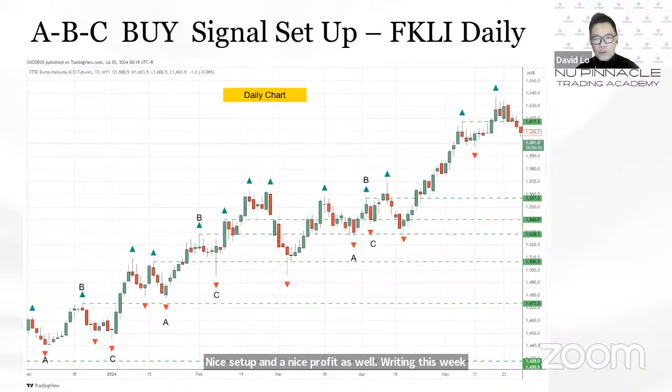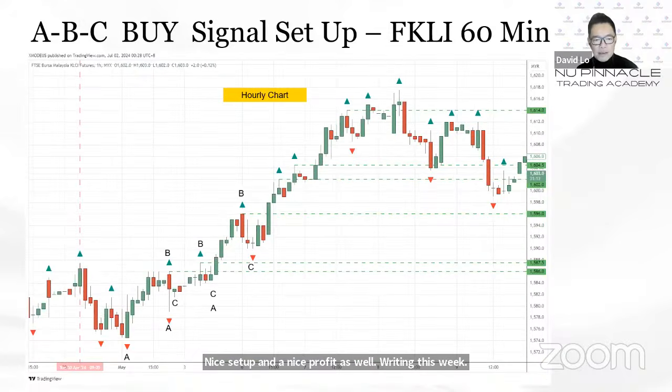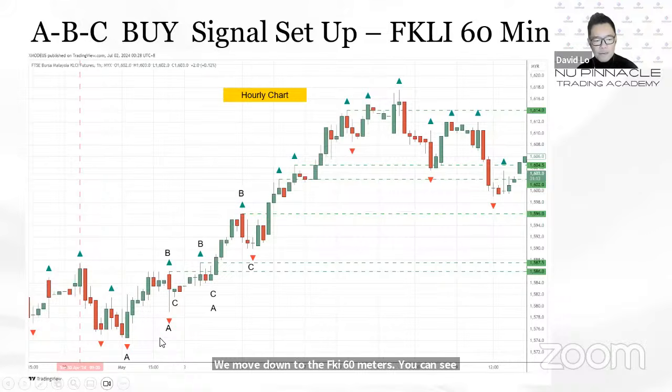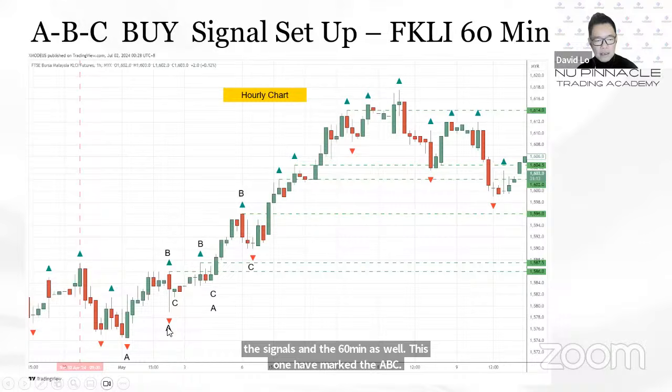We move down to the FKLI 60 minutes. You can see the signals on the 60 minutes as well. This one I've marked the ABCs: A, B, C, then this is A, B, C here. So all the ABCs you can see. Some of the C's also become A's as well.